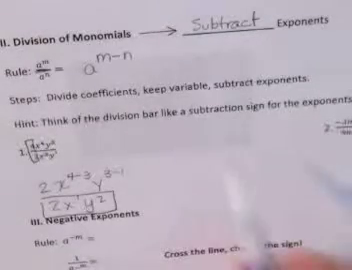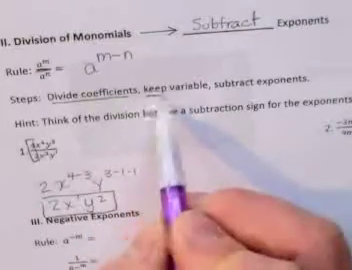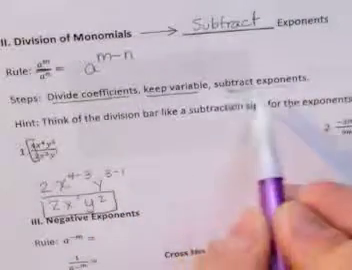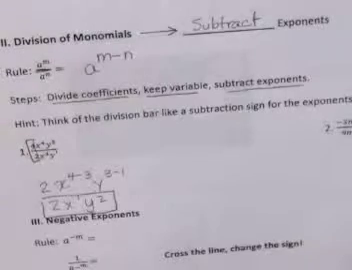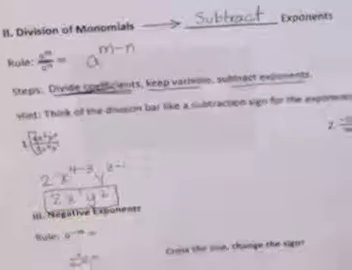Let's go back and recap. First I divided my coefficients. Then I kept each variable, and I subtracted their exponents. Keep in mind it's real tempting to want to subtract the coefficients, but we don't. We divide.